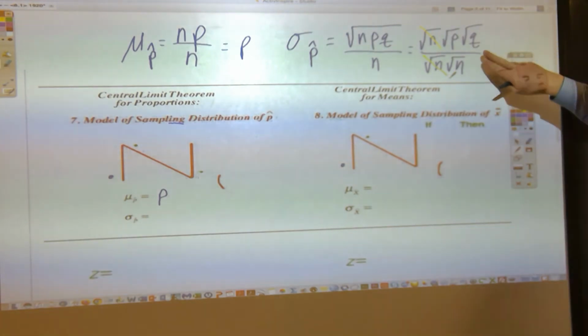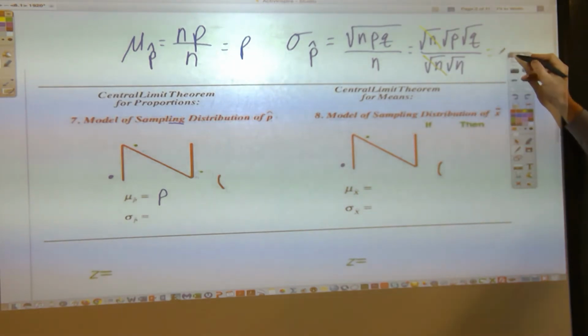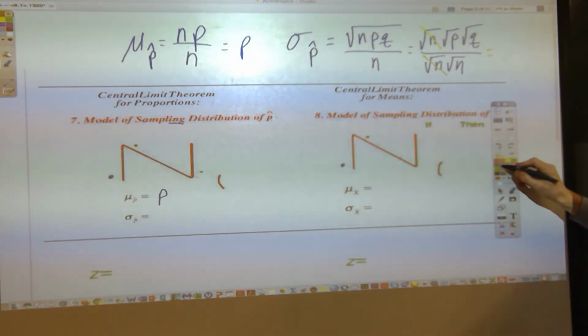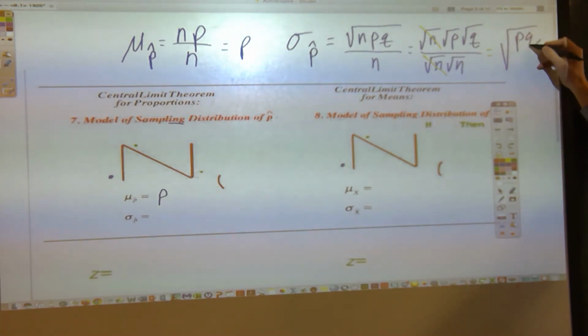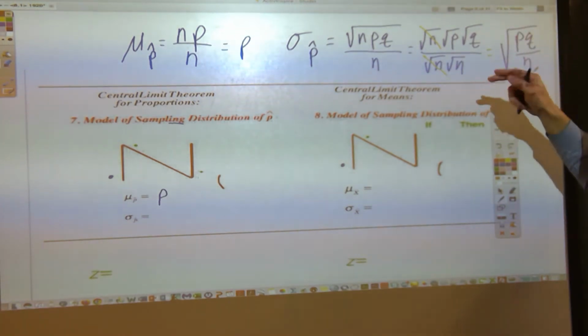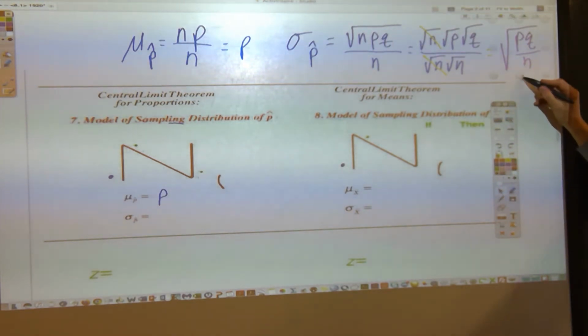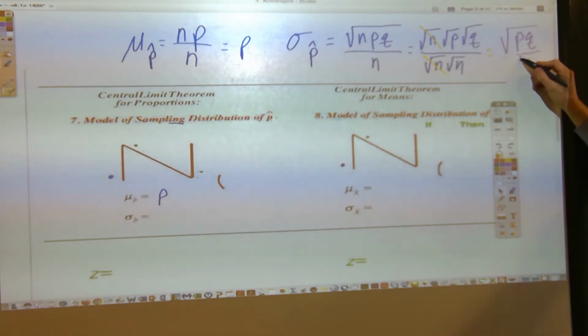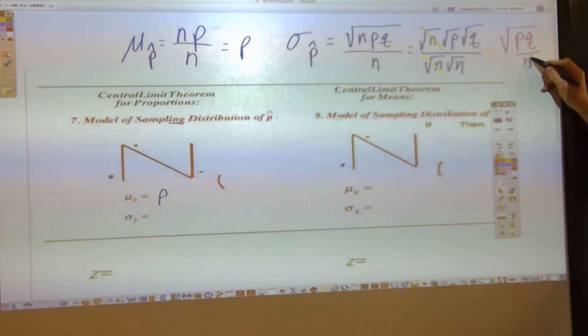So the square roots of n cancel. We can house them all under one square root. So here it is, the square root of pq over n. Right? Now, watch out, some of you are doing your square roots wrong. You're not housing the entire fraction under the square root symbol. I took off about a tenth of a point if you tried to pull this off.